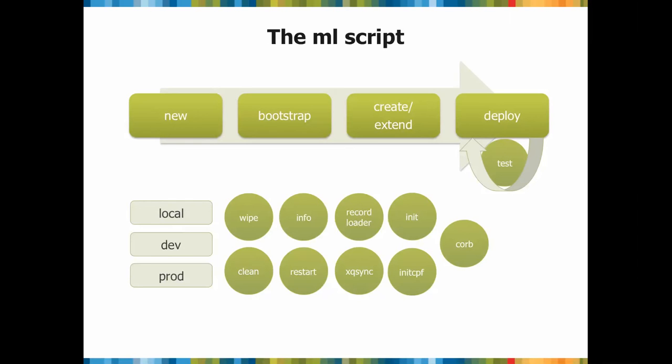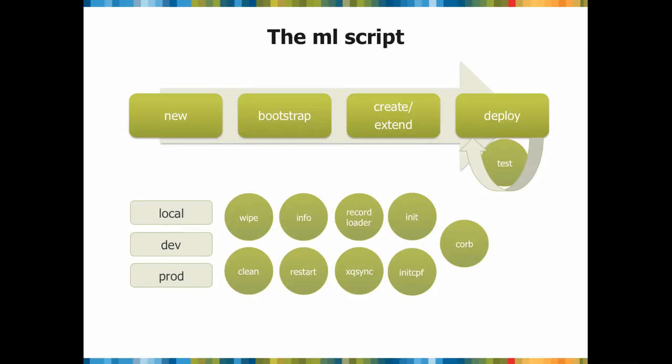The ML script knows about three different environments initially: local, dev, and prod. Local is presumed to be the local machine on which you're working, but it can be whatever you point it to. And a lot of these commands are sensitive to the environment. So for instance, when we tell it to bootstrap, we can tell it to bootstrap some specific environment. If you need to add additional environments, that can be done too.